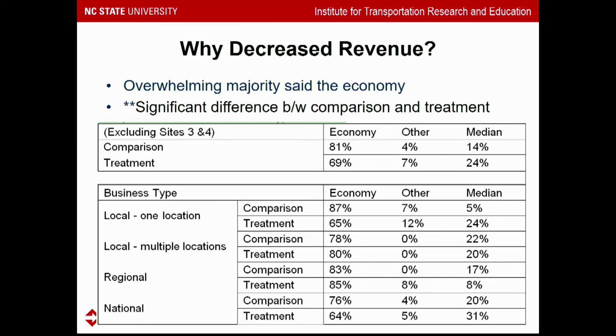So then when we asked them why they think they are seeing decreased revenue, again, no bias. The overwhelming majority said the economy. So before we said anything about the median, we did not bias them in any way, they said the economy. And if you look at local, multiple, local one location, etc., you see fairly consistent results.